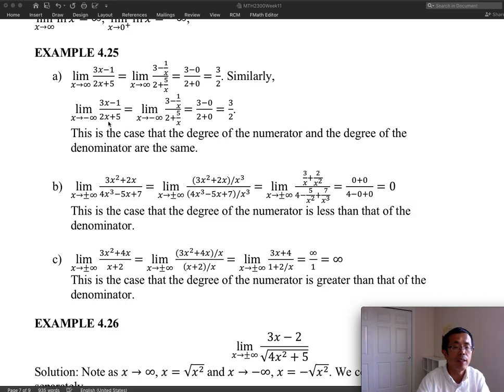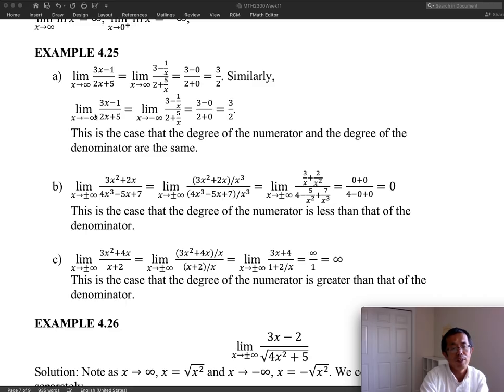And similarly, we can consider the situation x approaching negative infinity. Indeed, I really should combine these two together. But anyway, just make sure these are really two different situations, two different limits, but they turn out to be the same value. And indeed, this is the case.